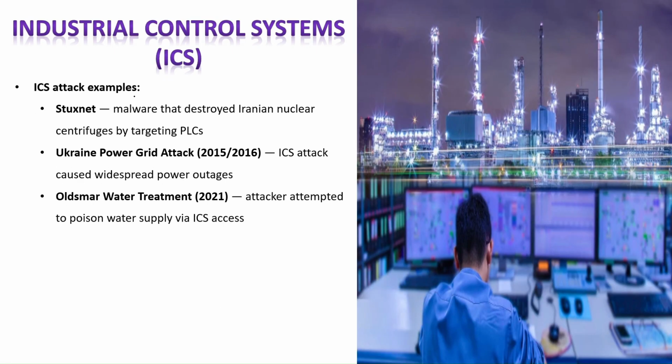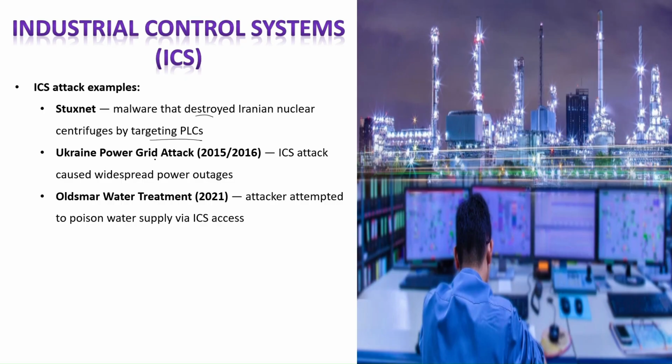So let's look at some industrial control system attack examples. Stuxnet, a very popular malware, was designed for the Iranian nuclear facility and centrifuges. This malware damaged Iranian nuclear centrifuges by targeting the PLC, programmable logic controller.